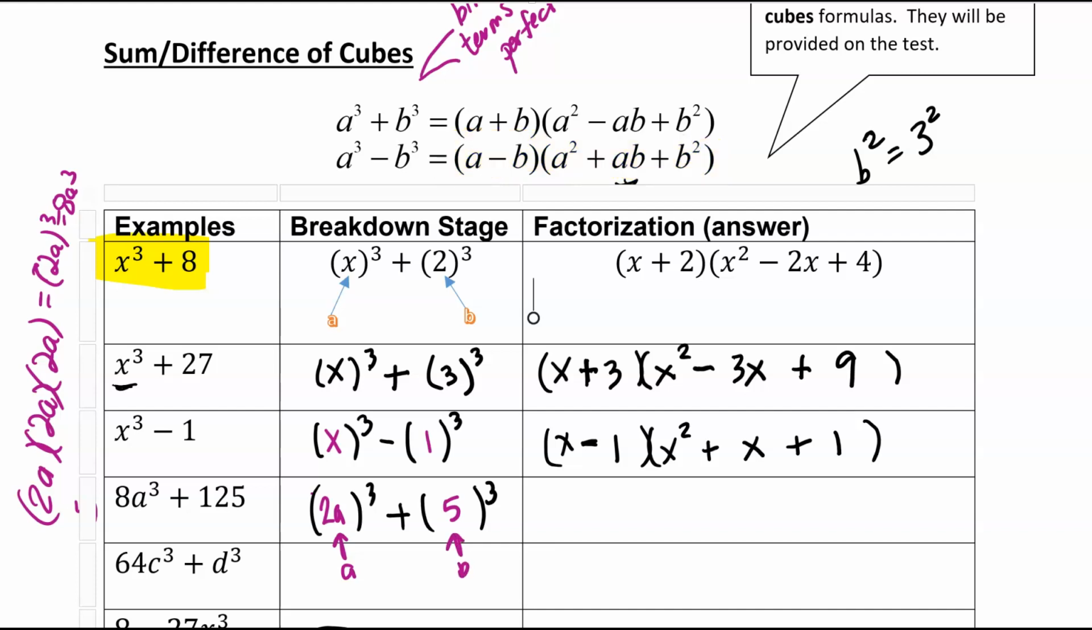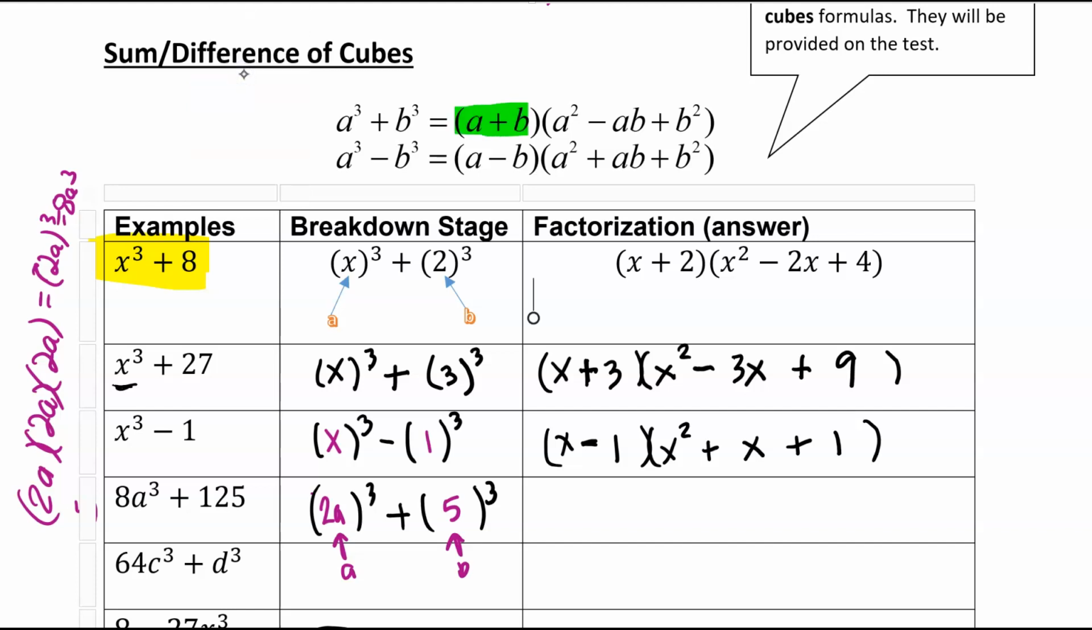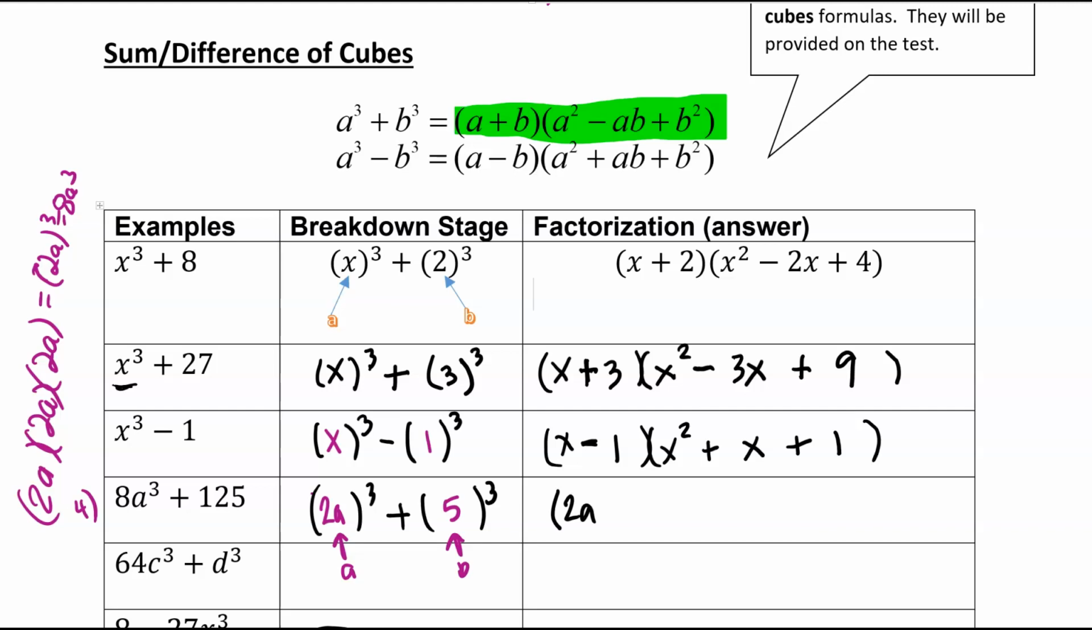So which formula are we using in this case? We are using the first formula because it's a sum of cubes. So we're going to follow the first formula here. So the first formula has a parenthesis A plus B. So instead of an A, we're going to replace the A with a 2a, plus B is 5.